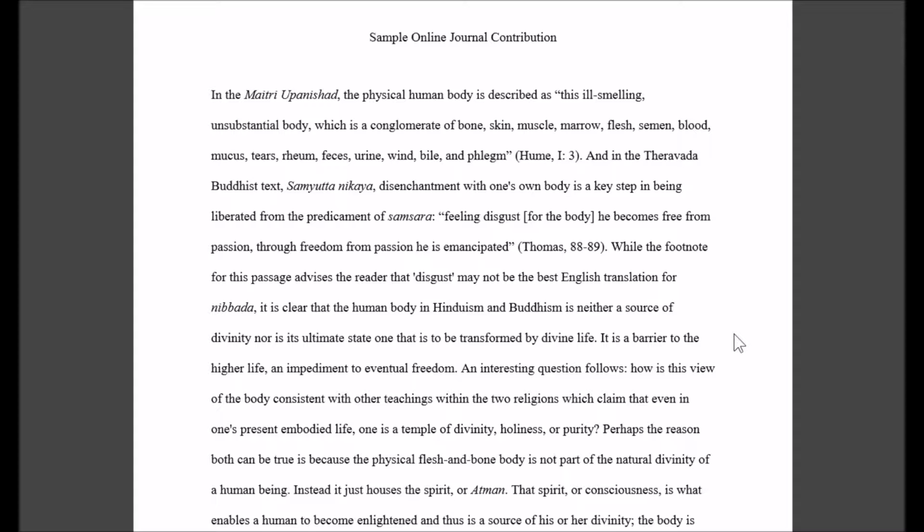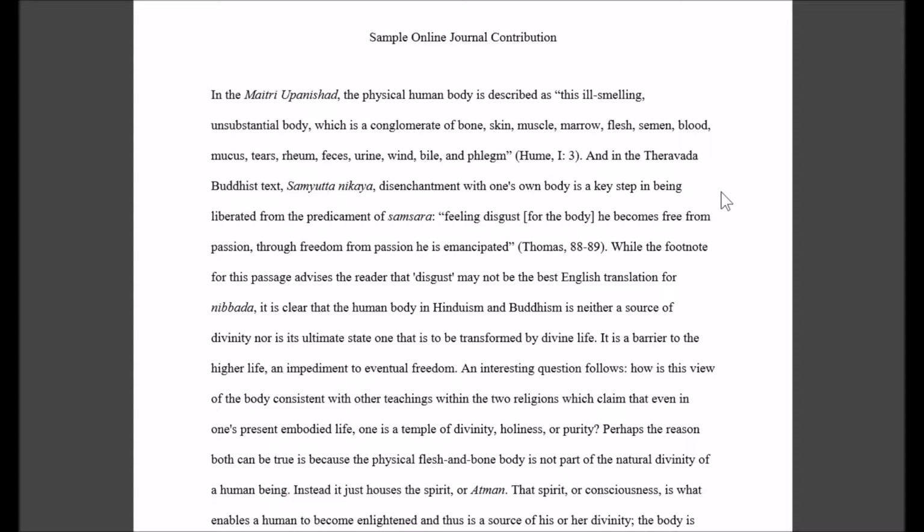Next sentence. And in the Theravada Buddhist text, Samyutta Nikaya, disenchantment with one's own body is a key step in being liberated from the predicament of samsara. Samsara basically means suffering. And then the colon and a quote. Feeling disgust for the body, he becomes free from passion. Through freedom from passion, he is emancipated. Thomas, 88 and 89.